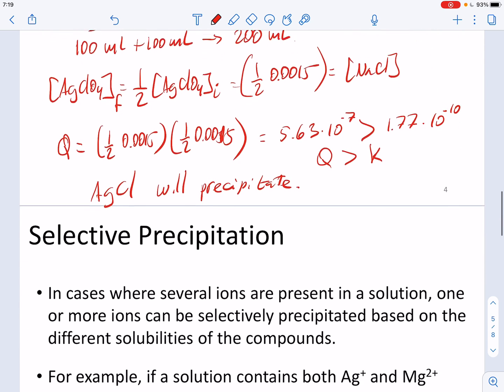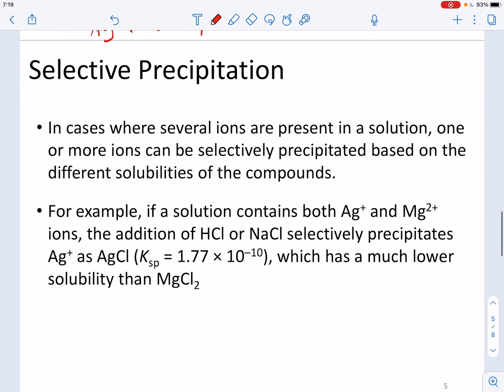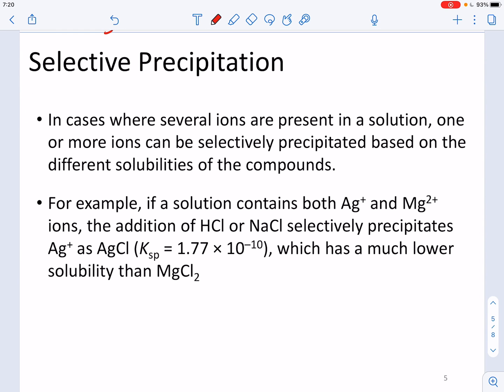All right, we can use this to our advantage, because now we can selectively precipitate ions in solution. What does that mean? If you have different ions, the cations or anions or whatever it is that you want to precipitate, you can use a common reagent, a common reactant that will precipitate those ions. Selective precipitation means that you are going to precipitate one of those ions while the other remains in solution. So you can go the way in which you want to precipitate everything, or you just want to precipitate one of the components of that solution.